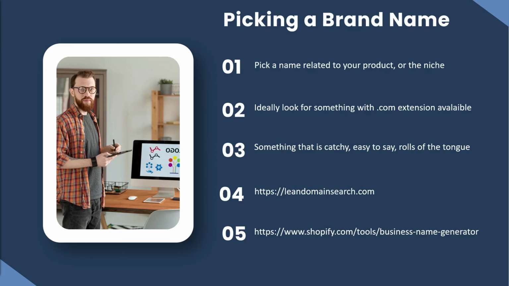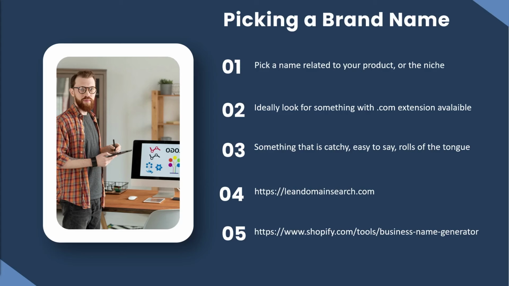And the second one is ideally look for something with .com extension available. So if you have some good product name, I recommend you to check that if the .com extension is available. If it's not, try to find something else. But this only relates to when you're trying to selling in US market, top 5 countries. But when you are usually trying to sell to Denmark, Sweden, Norway, Finland and other countries, the domain extension is mostly and usually available.